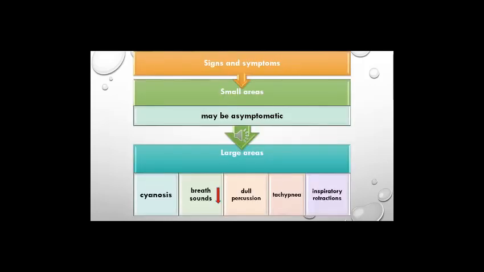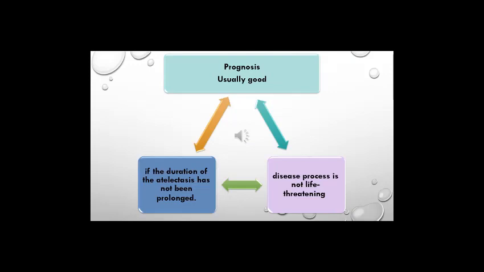من the signs and symptoms في small areas ممكن الموضوع يبقى asymptomatic. في large areas cyanosis can be observed, a decrease in breathing sounds, dull percussion, with inspiratory retractions. Overall ممكن نقول ان prognosis بتاع atelectasis is usually good if the duration of the atelectasis has not been prolonged. Usually the disease process is not life-threatening.